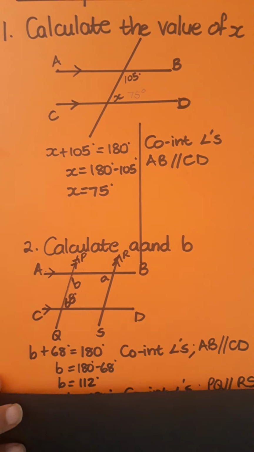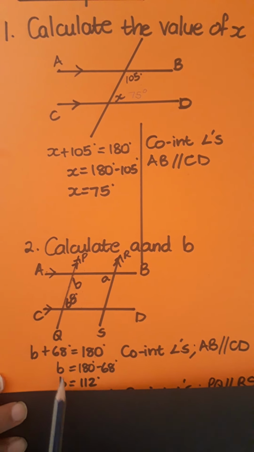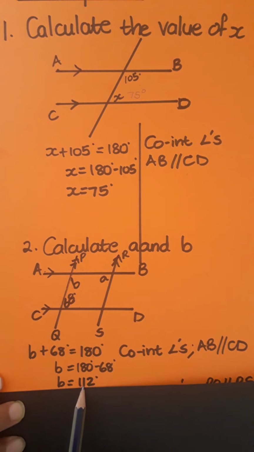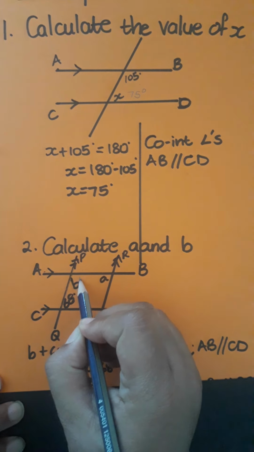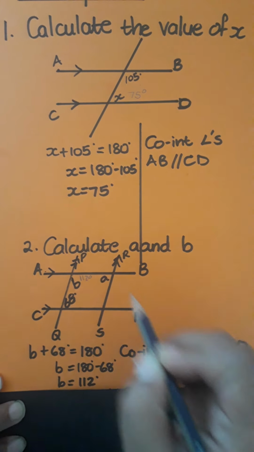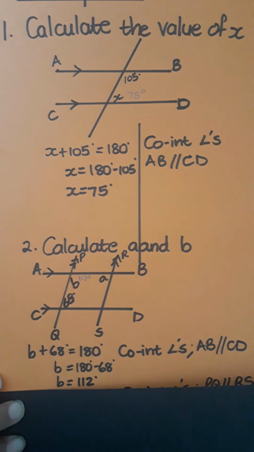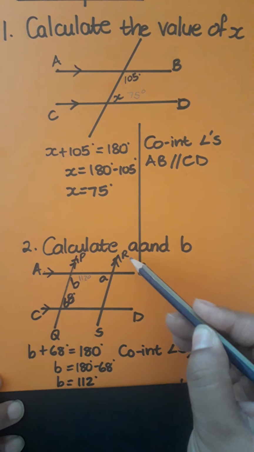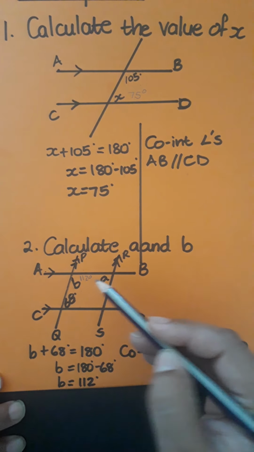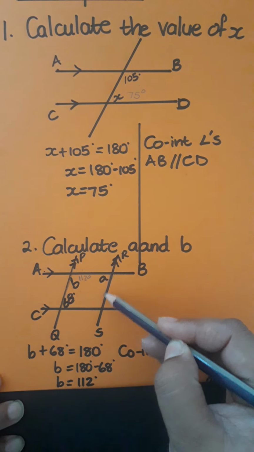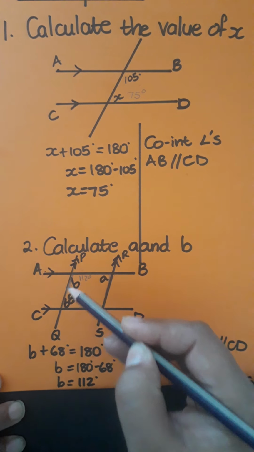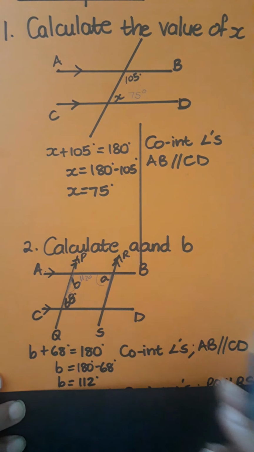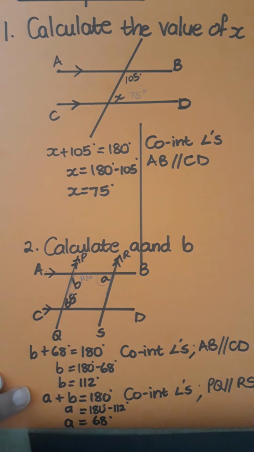Then to find B, I say 180 minus 68 degrees. Therefore, B is equal to 112 degrees. So this angle here is 112 degrees. Girls and boys, how can I find A now? Look here. I have PQ parallel to RS. There is another U shape here. And so this angle B plus angle A will equal 180 degrees.